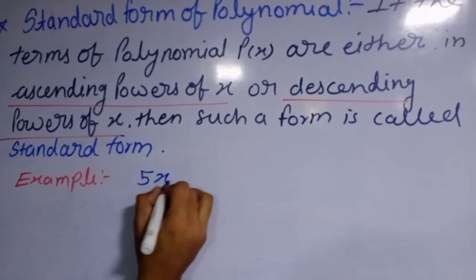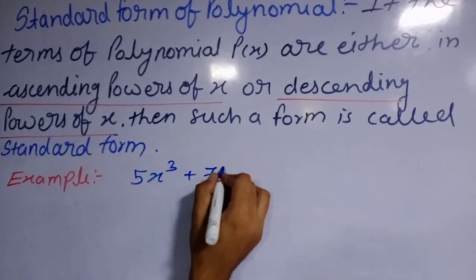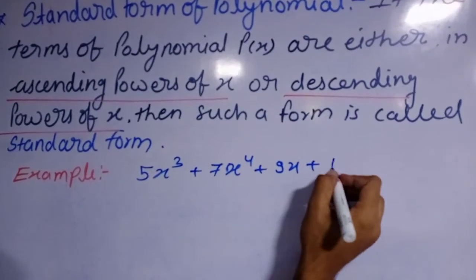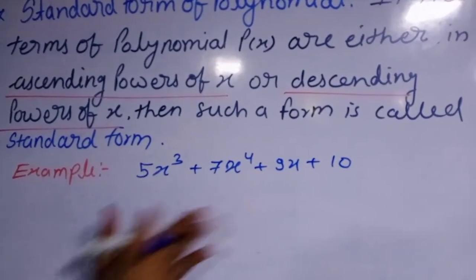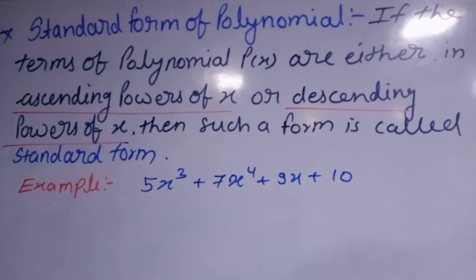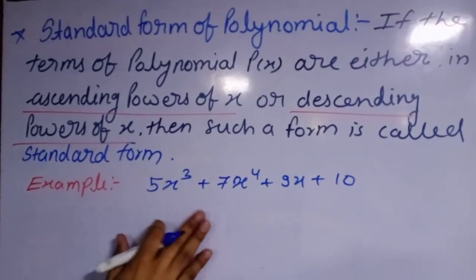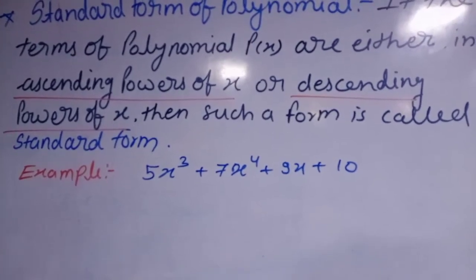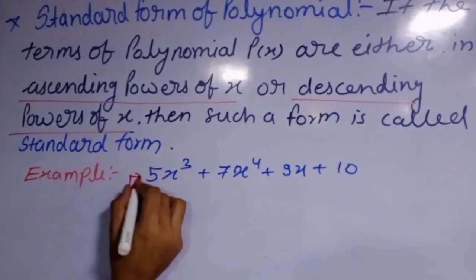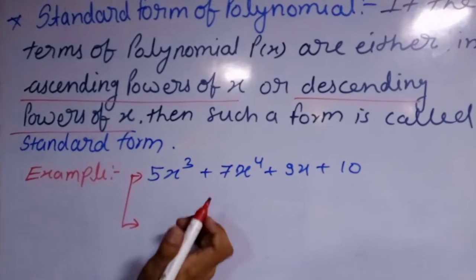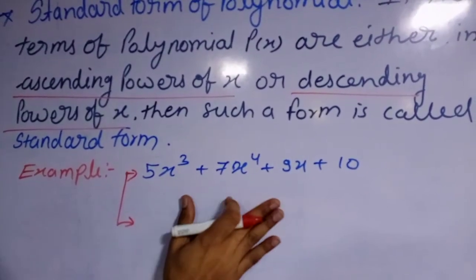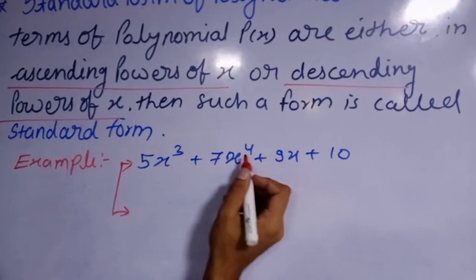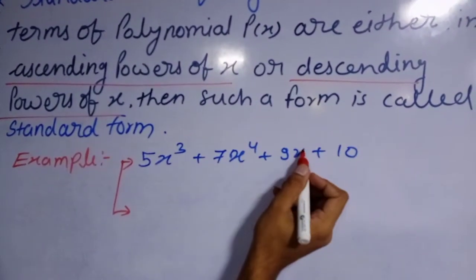Here we have 5x cube plus 7x raised to 4 plus 9x plus 10. This is the polynomial. Yes, we agree on that. Now we have to write the same one in standard form. How can we write it? As per our rules, we have to decide the standard form regarding the powers of variable x. Here we have 4, 3, then 1.